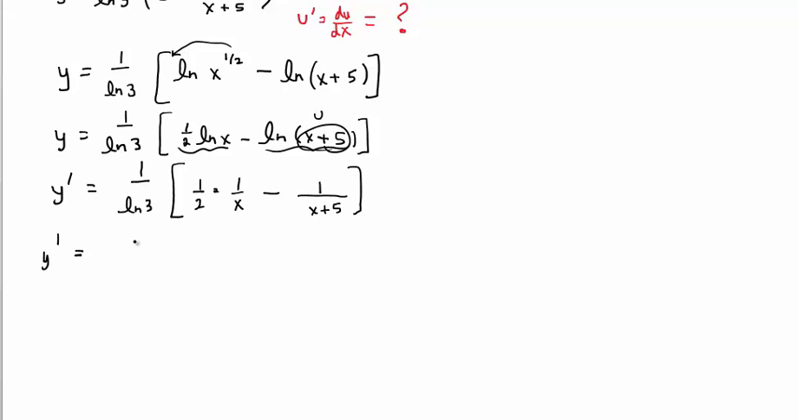You could leave the 1 over ln 3 factored out, or you could distribute it into both terms. On a problem like this, if you were to check the back of the book or go to Calc Chat, anything like that, what you're going to see is likely a common denominator was found inside here. And once they got that common denominator, then they rewrote the answer as a single fraction with this in the denominator.